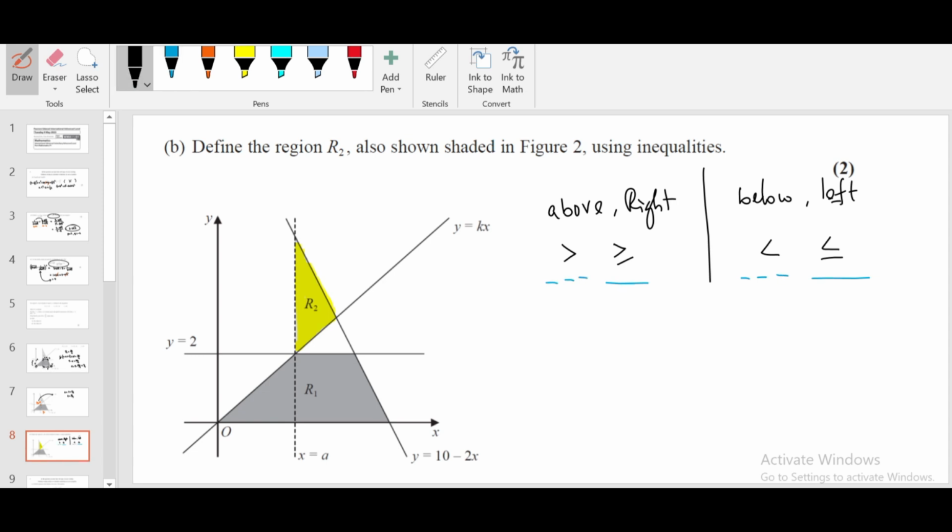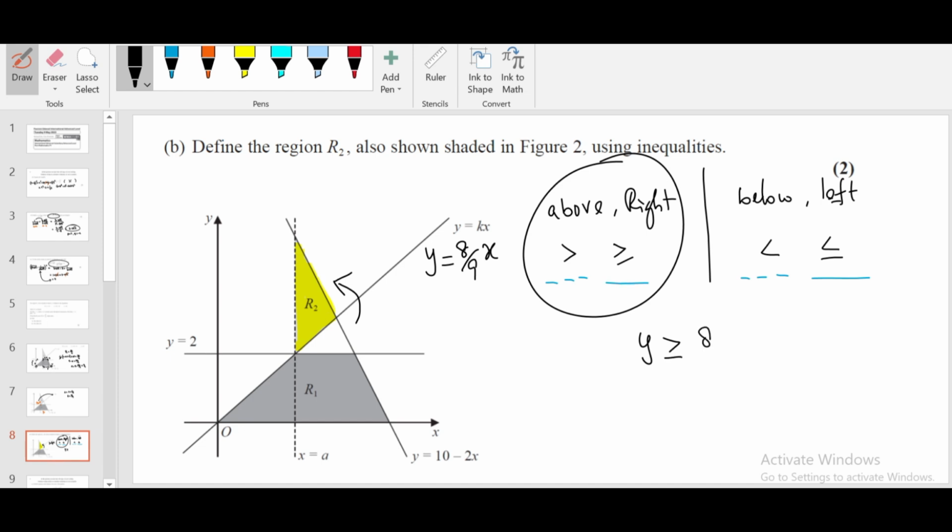Now let's look at the region. The region is bounded by 3 straight lines. First line is y is equal to kx. We know the value of k, 8 over 9, so 8 over 9x. So what would be the inequality? The region is above the straight line, right? If it's above or right hand side, you need to use this. For a solid line, y is greater than or equal to 8 over 9x.